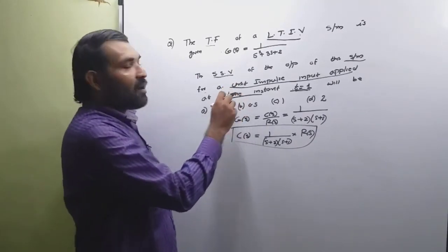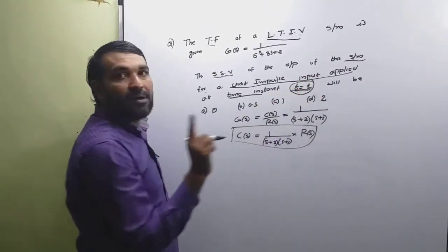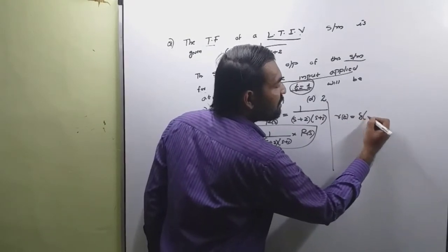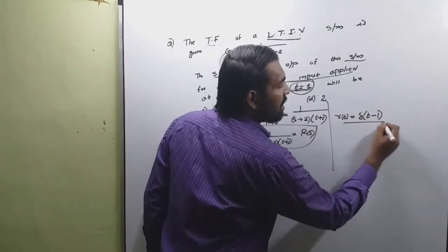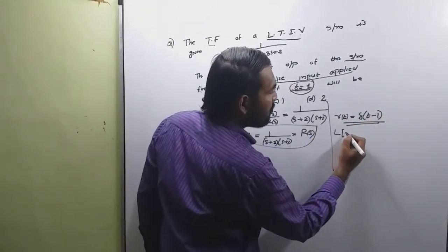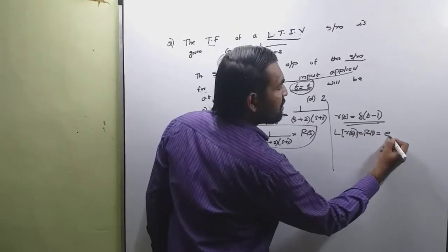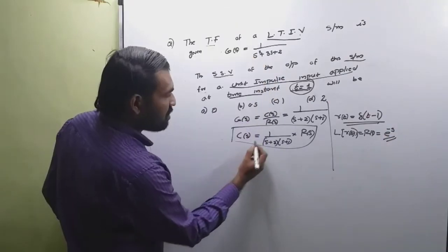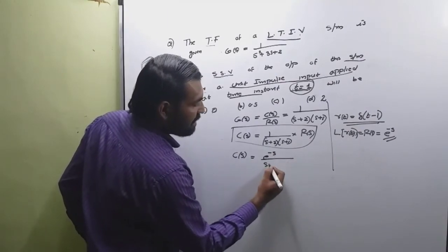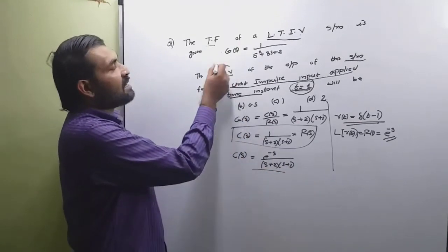Well, here our input is a unit impulse signal delayed by 1 unit. That is, r(t) is a unit impulse signal delayed by 1 unit. That is, r(t) is δ(t minus 1). So the Laplace transform of r(t), that is R(s), is equal to e raised to minus s. C(s) is equal to e raised to minus s divided by (s plus 2)(s plus 1). We want to find the steady state value.